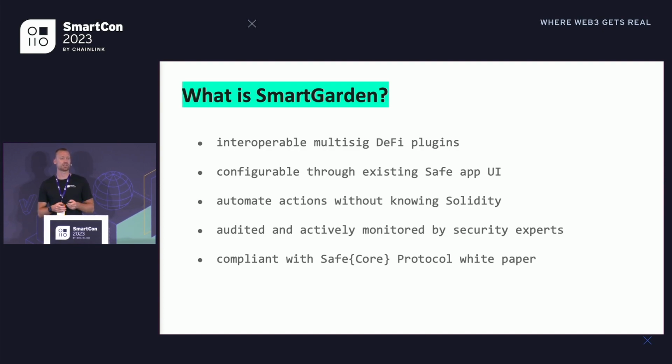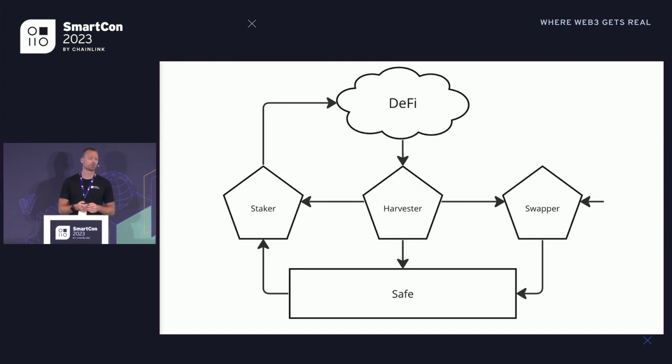And then recently, SafeCore launched a white paper, which basically defines a certain standard around these plugins for any smart accounts, basically, and we made sure that we're compliant with that. So this is the V0 basically, or the first step in that process. You can see you have multiple plugins here. With the safe, a staker, harvester, and a swapper, and then DeFi as whatever protocol you see fit. And there's already a lot of different combinations you can make just by configuring these 3 separate plugins, right?